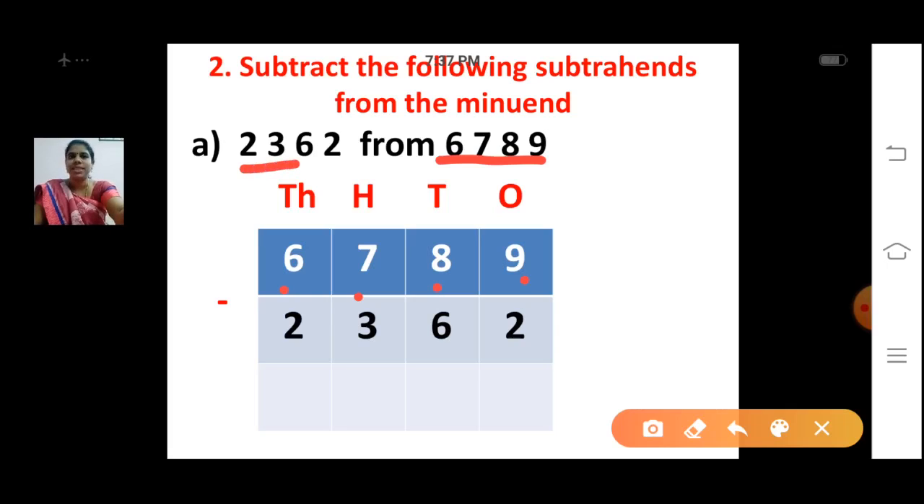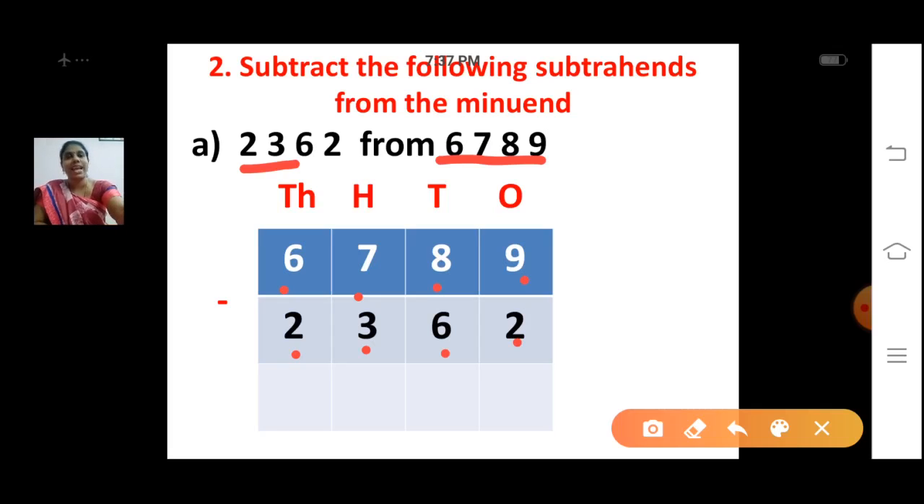2,362. Write the numbers in the exact place: 2 in the ones place, 6 in the tens place, 3 in the hundreds place and 2 in the thousands place. Let's subtract these two numbers the same way. Where do we have to start? Yes, from the ones place.